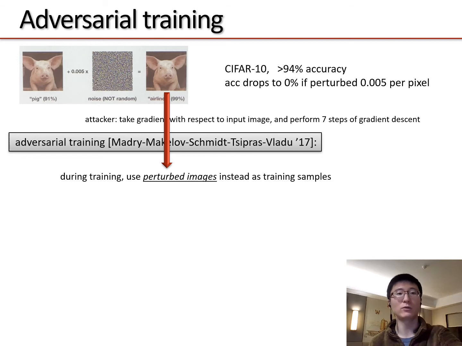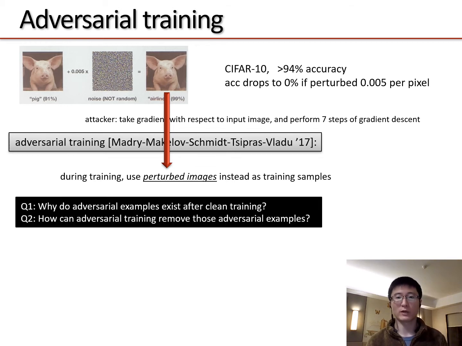That is, it says during training, let's not use the true images or the so-called clean images. Let's use the perturbed images as training data. And then you train your model just like you did before. And they notice that the resulting model actually becomes very, very robust, at least against such adversarial perturbations. So therefore, two natural questions arise.